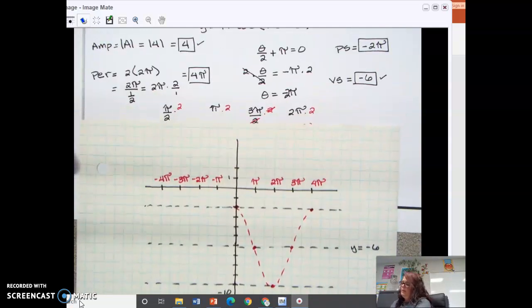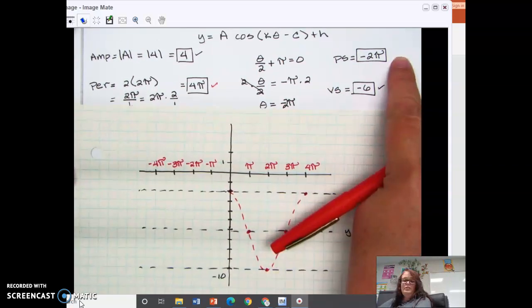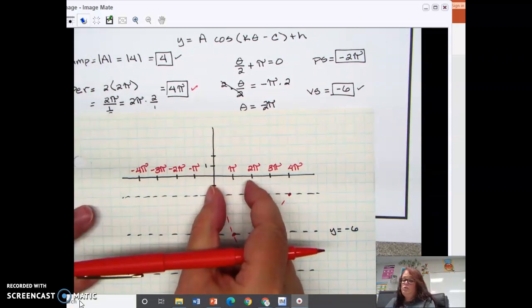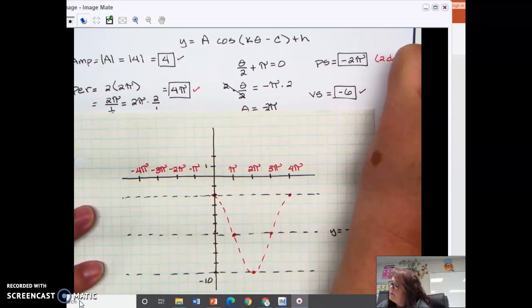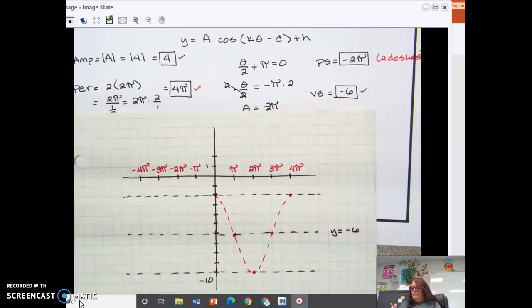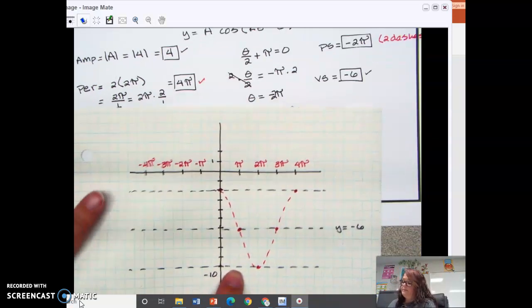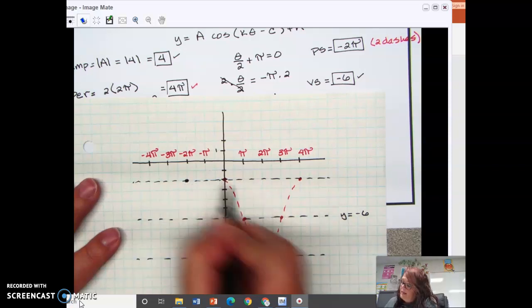All right, so then coming over here, I took care of my period. My phase shift is negative 2 pi. And so if you notice up here, 2 pi is 2 dashes. So that means all my new points are going to be 2 dashes to the left, because it's negative, of my original function, right? So here, I'm going to go 2 dashes to the left.